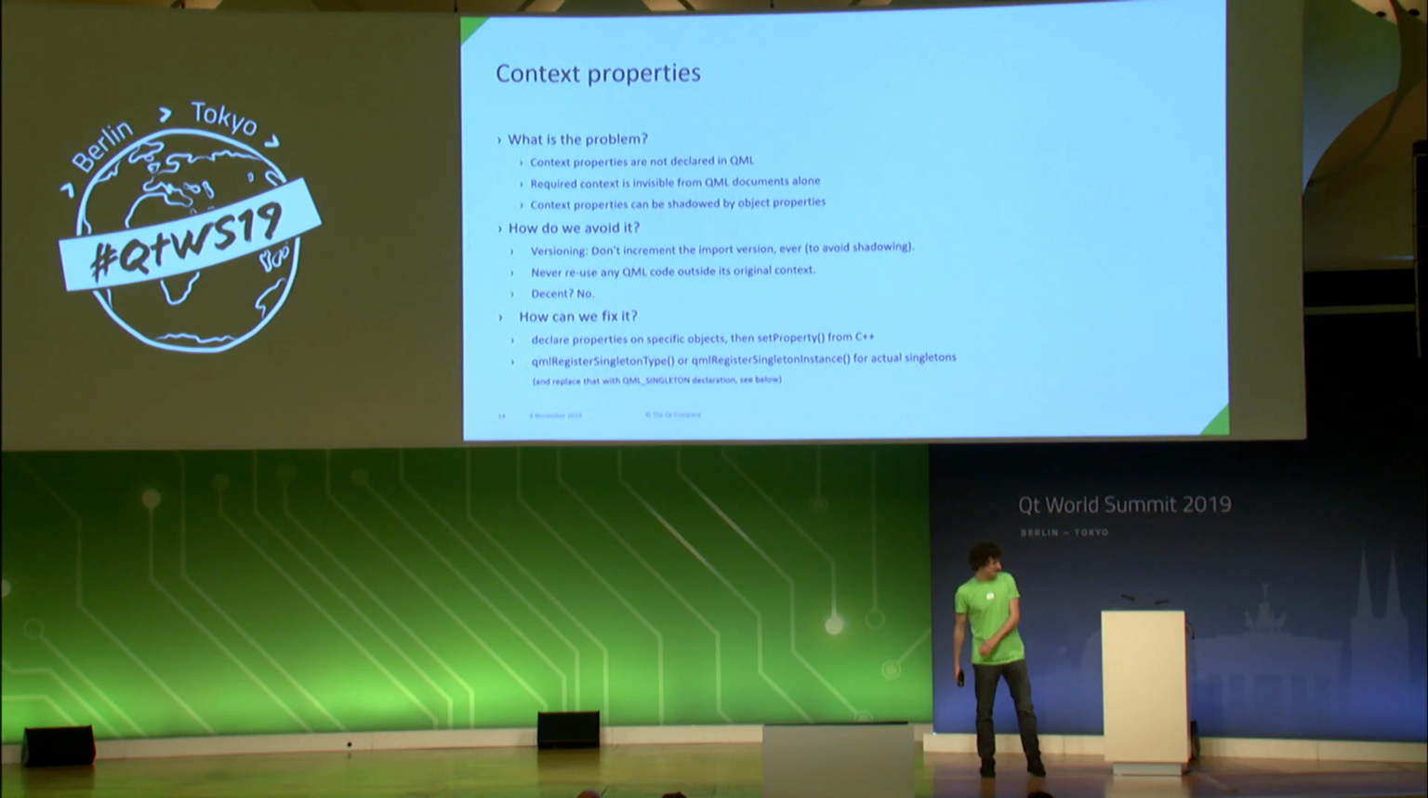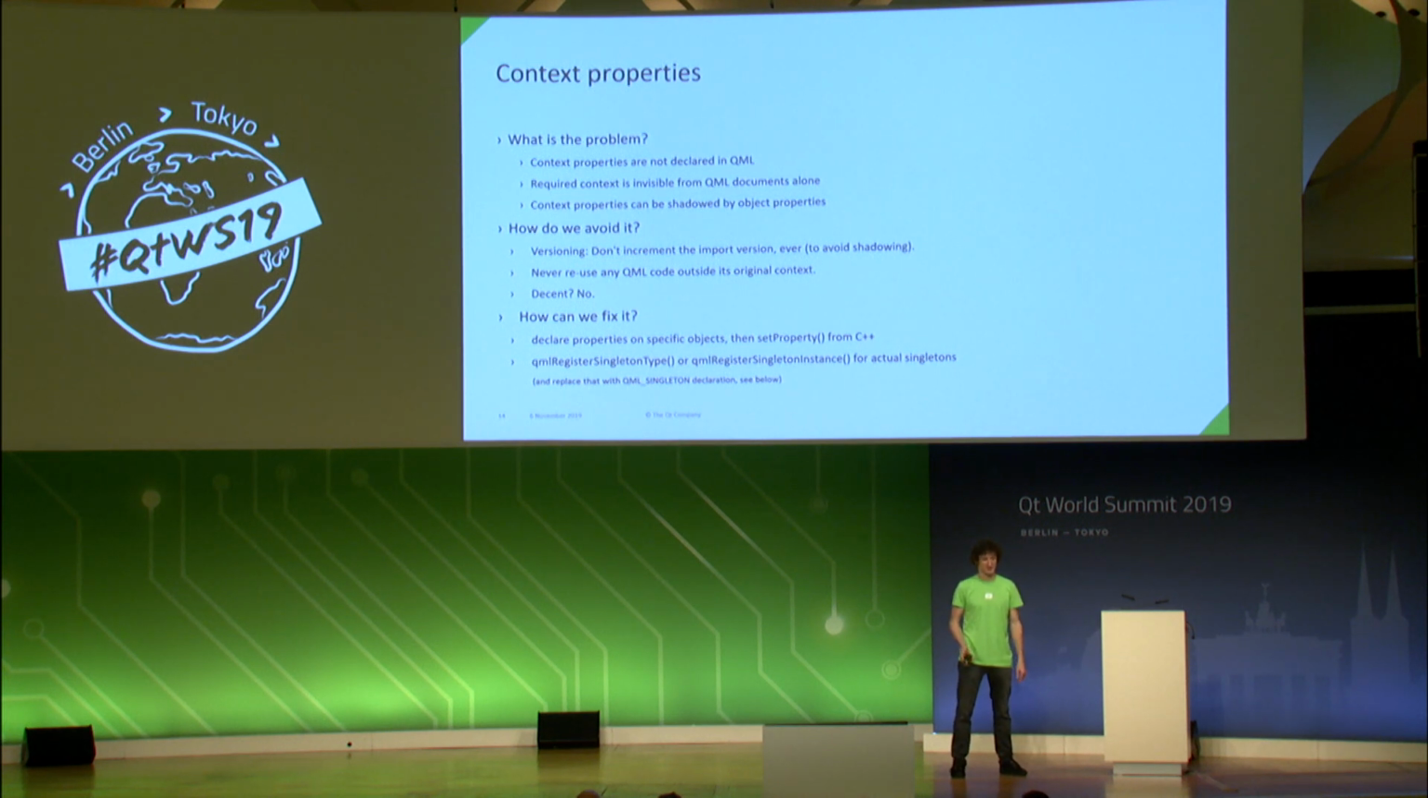What can we do about that? We can declare properties on specific objects, and then they're declared, and you can see them, and you can set them from C++. There's the QObject setProperty API. It will just do what you think it does. And for things that you really want to be singletons, you can use qmlRegisterSingletonType. And we've given you a new function in 5.14, I think, or was it 5.15? I have to look that up. That registers an instance as a singleton. So you don't even have to pass in a factory function anymore.